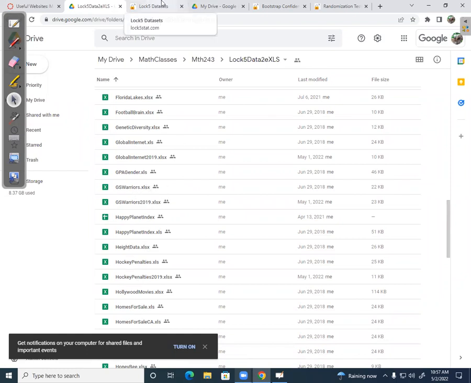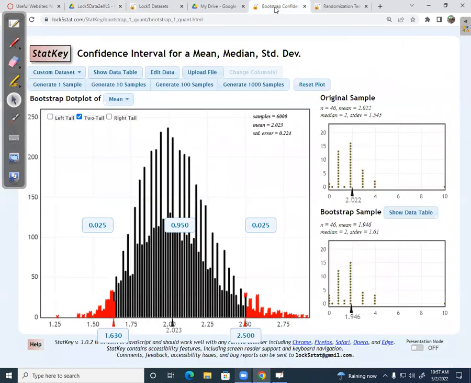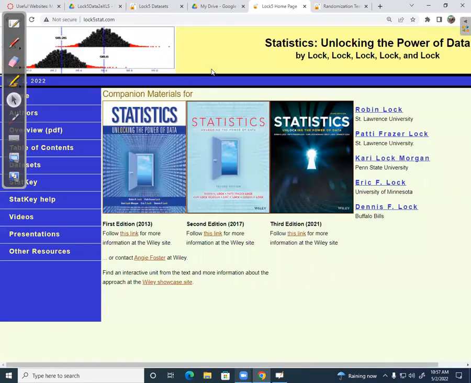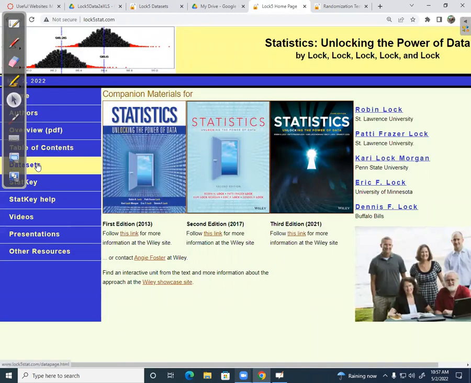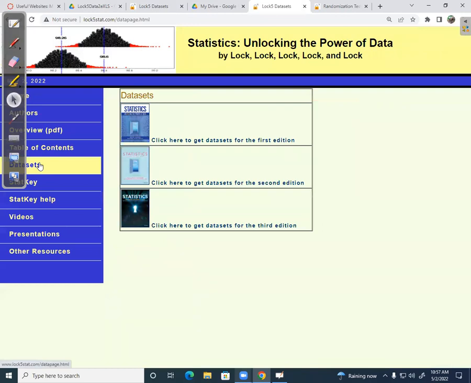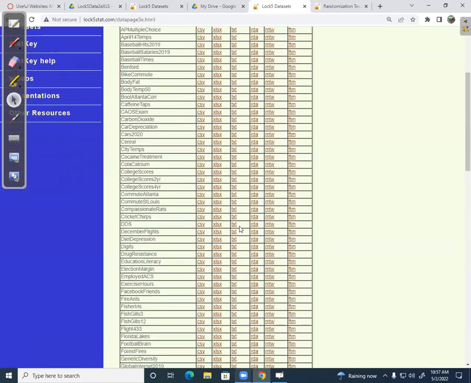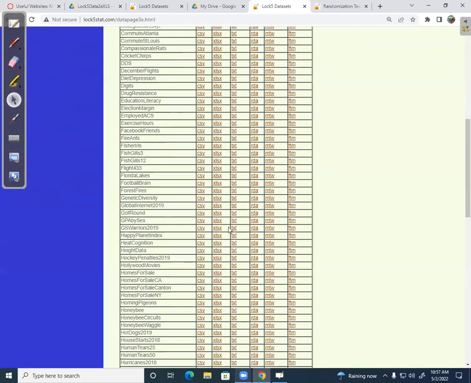What? Okay, so we're going to go a different way. We're going to go to StatKey. And at the title here from StatKey, we're going to go to their datasets page. It must be a newer dataset than when I downloaded them. 3rd edition. Okay, it's got to be in here. HeatCognition, there it is.